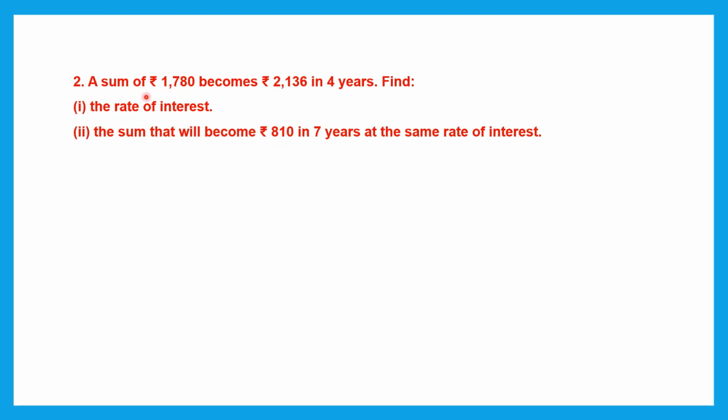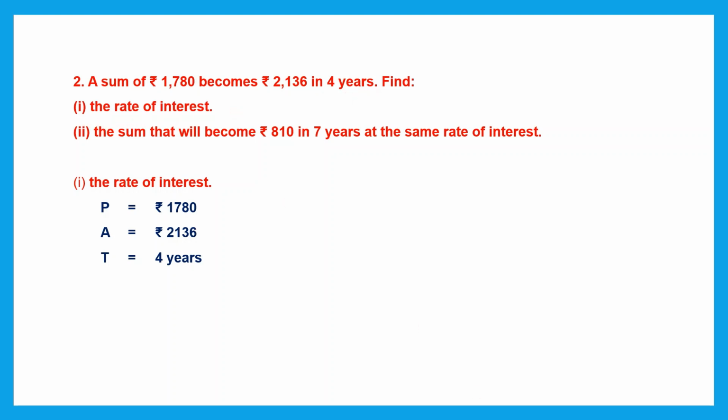Question 2. A sum of 1780 rupees becomes 2136 in 4 years. So this is the principal and this is the amount and this is the time. Now we have to first find the rate of interest and then we have to find the second part also. So let's look at this first part. Okay, so the first part is we have to find the rate of interest and what is given to us. Principal is given to us 1780 and amount is given to us. This is the amount. Time is given to us. Now we have to find the rate of interest.